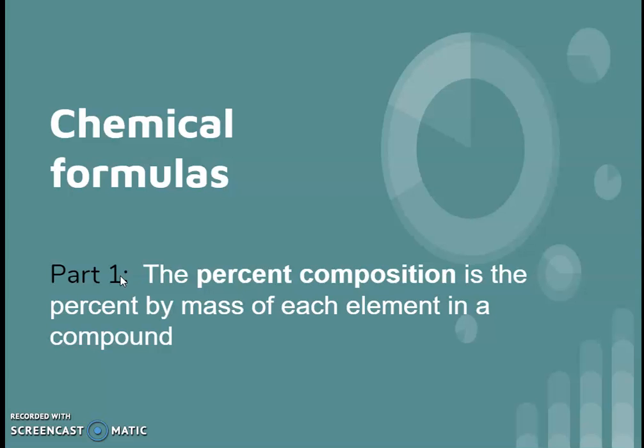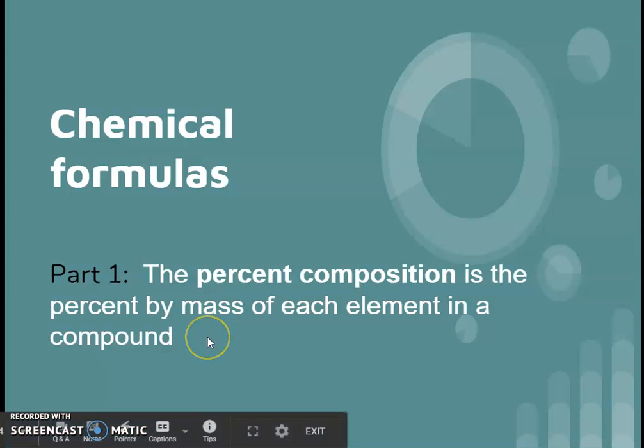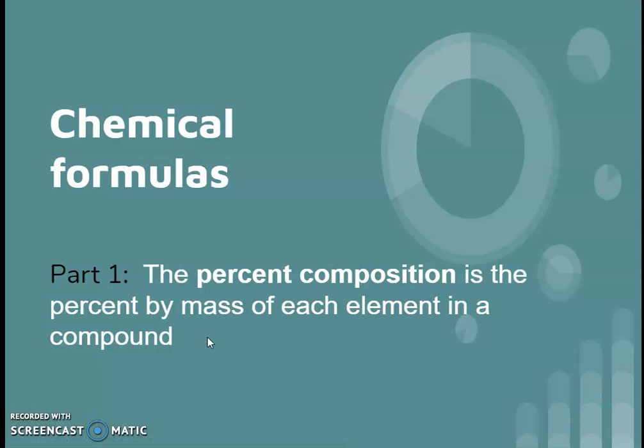All right, so what we want to start today is thinking about chemical formulas. So the first piece of this, which we're going to address in this video, is percent composition. So all we're talking about is the percent by mass of each element in a compound. And this will be helpful if you just remember how to do percents, first of all. So remember, a percent is how much the part divided by the whole times 100.